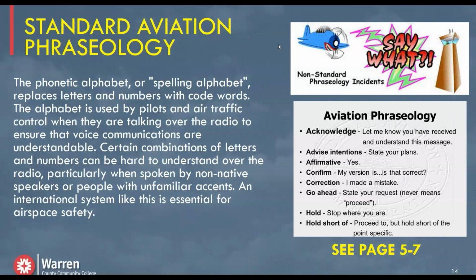The phonetic alphabet, or spelling alphabet, replaces letters and numbers with code words. The alphabet is used by pilots and air traffic control when they're talking over radios to ensure that voice communications are easily understood. Certain combinations of letters and numbers can be hard to understand over the radio, particularly when spoken by non-native speakers or people with unfamiliar accents.